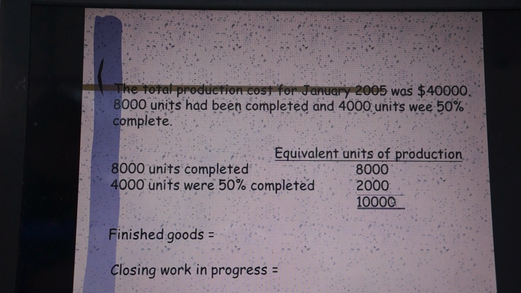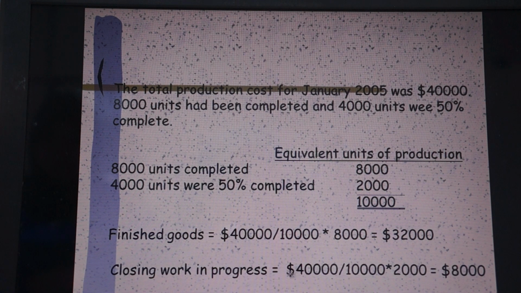So now, kalau kita tengok unit setara ada 10,000 daripada 40,000 total cost pengeluaran. So for the finished goods calculation, 40,000 divided by 10,000 times 8,000, we get 32,000 for finished goods cost. And for the closing work in progress cost, we get 8,000, which is 40,000 divided by 10,000 times 2,000.